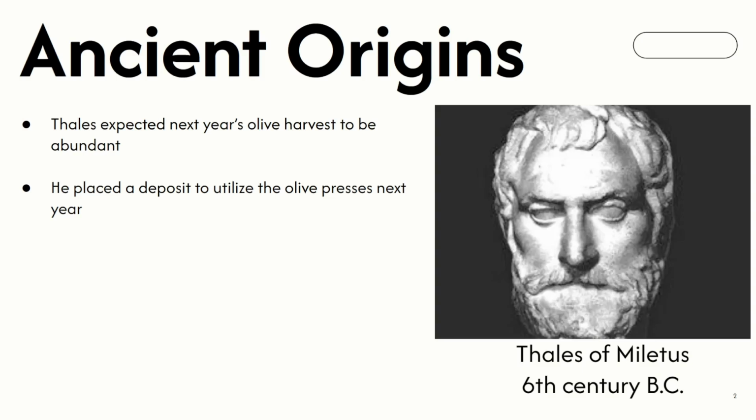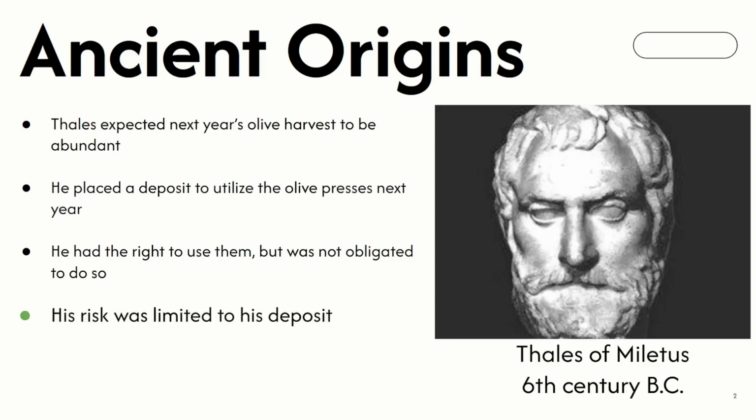So he put down money, and if he wanted to use those olive presses, then he would have the option to do so. And if he didn't, then he would just lose his deposit. So he had the right, but he was not obligated to do so. So he was paying for the right, but he was not forced into it.